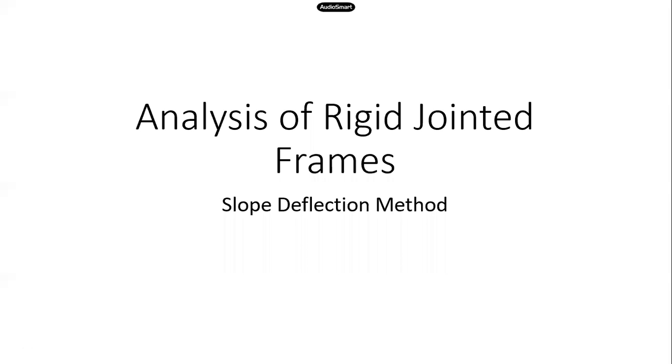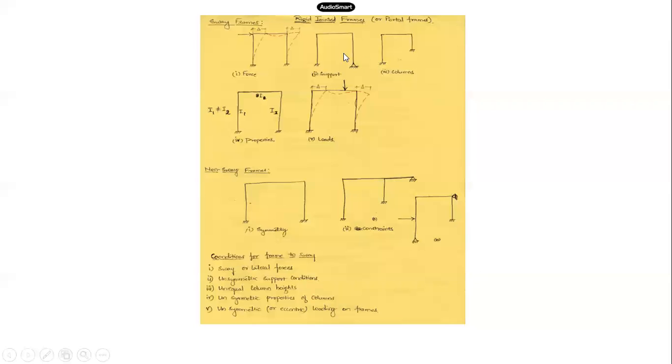Another type of frame we have is the pin jointed frame: rigid jointed frame and pin jointed frame. The difference between these two is the joint restraint. In rigid jointed frames, no rotation between the two members is allowed at a joint, whereas a pin jointed frame can have relative rotation between the members connected at the joint. There will not be any relative rotation of the members which are connected at a rigid joint.